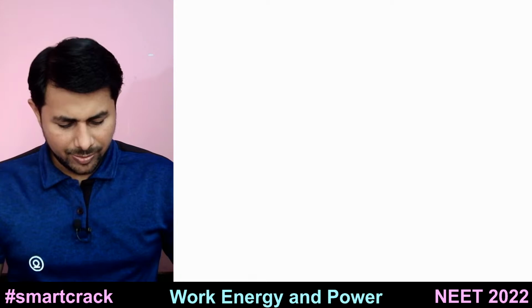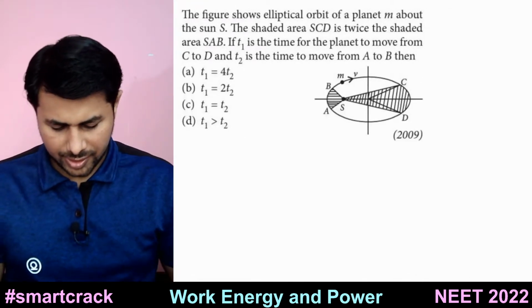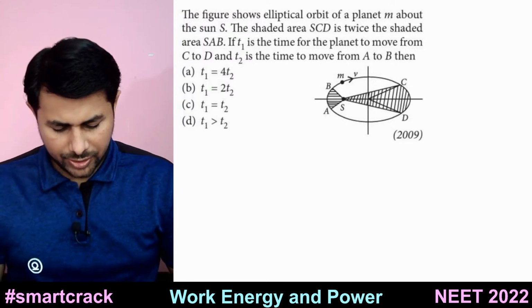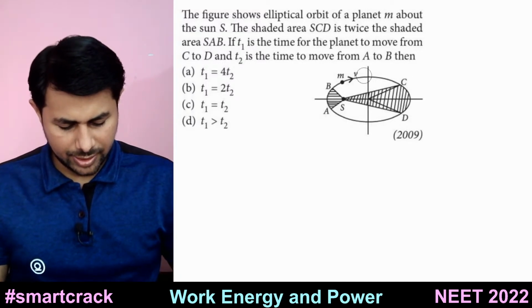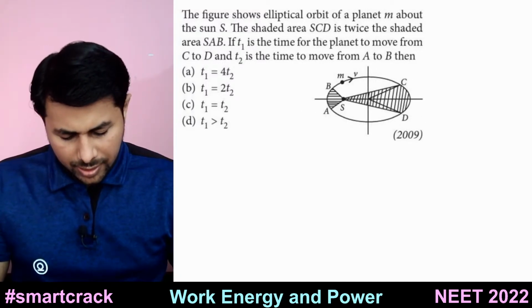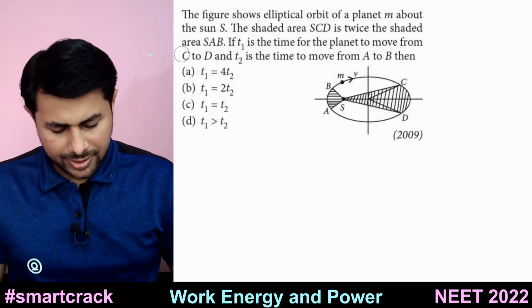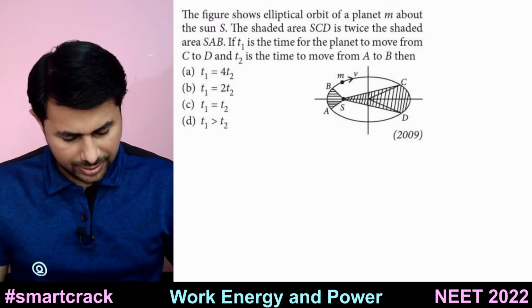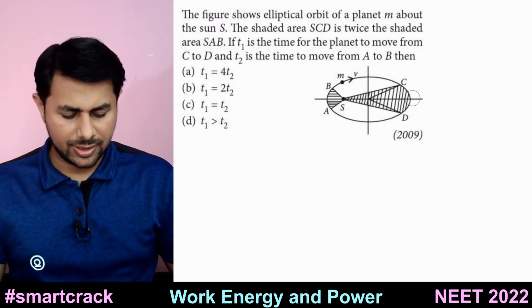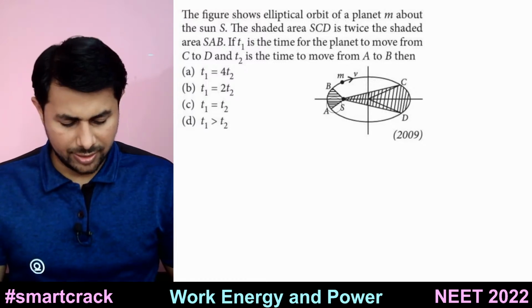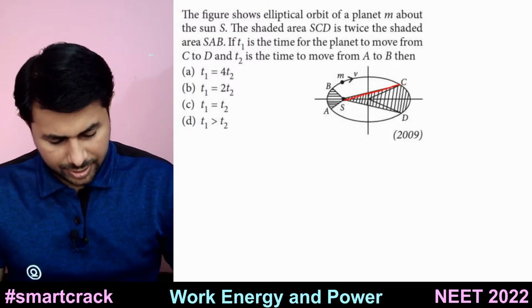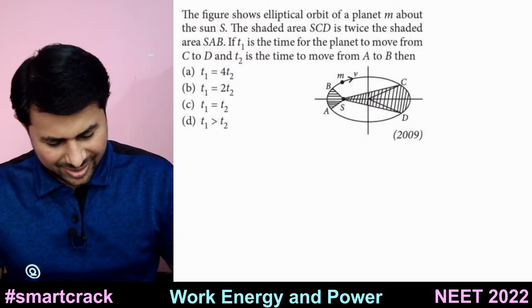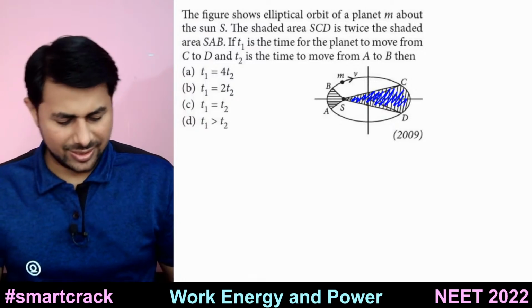Okay, let's move on to the next problem. The figure shows the elliptical orbit of a planet M about the sun. This is some planet moving around the sun. The shaded area SCD is twice the shaded area SAB. Where is S? This is SCD, and this is twice the area SAB. No colors are visible on black, but anyway this area is twice this area.